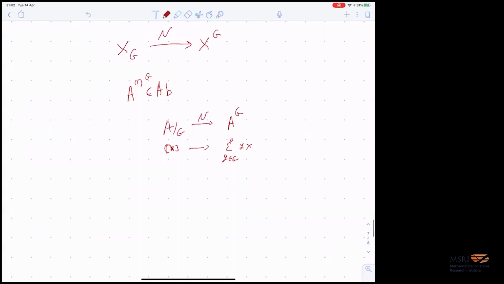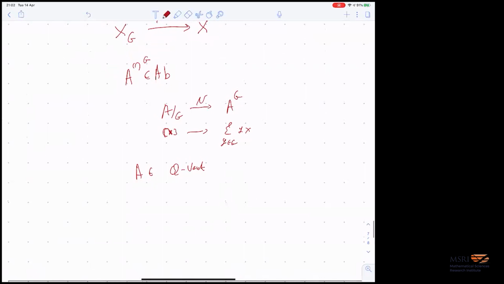Note that, for example, if A is in fact a Q vector space, a uniquely divisible abelian group, then this is in fact an isomorphism. Orbits and fixed points are the same for a finite group. There's a very simple inverse. If you have a fixed point, just divide it by the order of G. And then when you sum back, you go back to where you started. So that's an isomorphism for Q vector spaces.